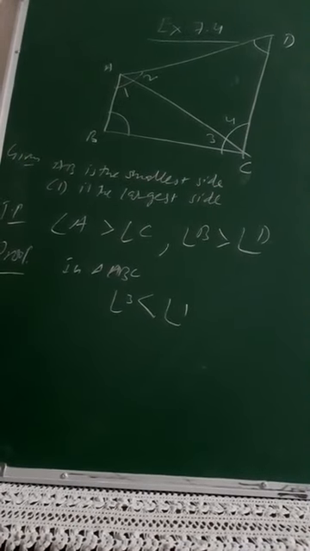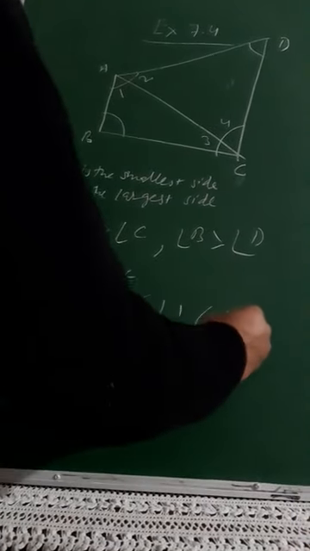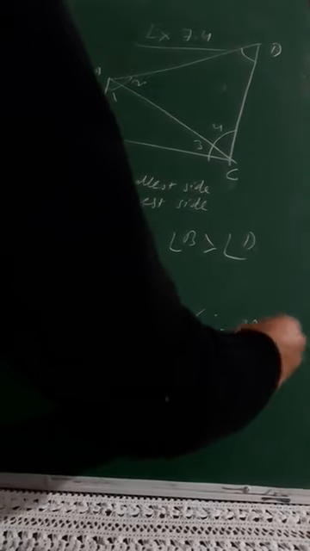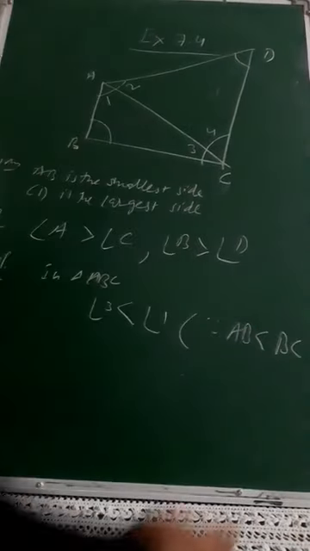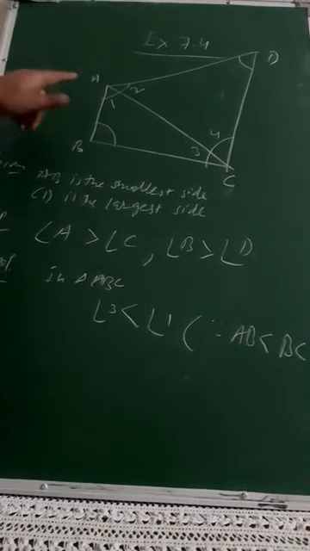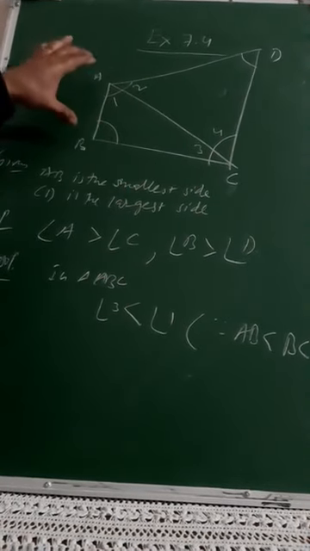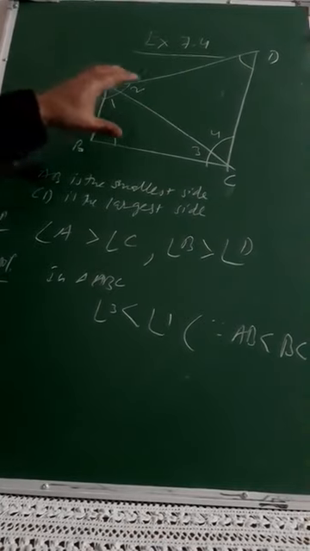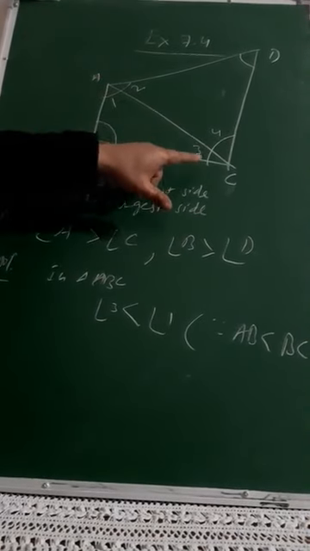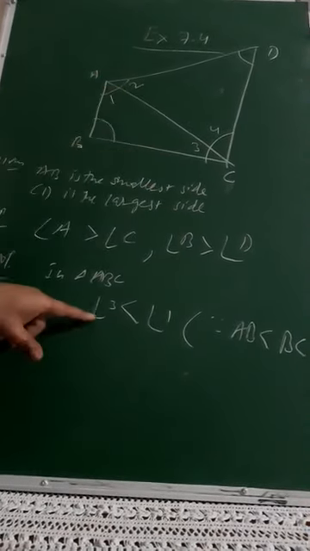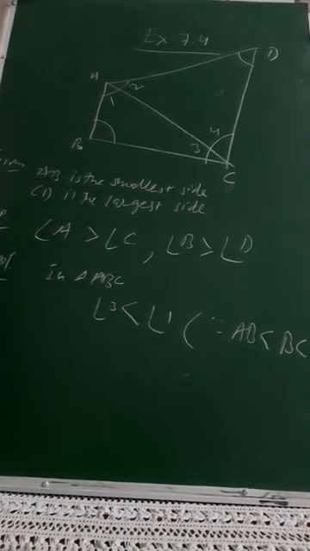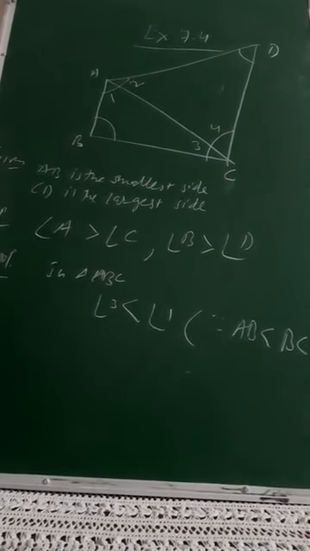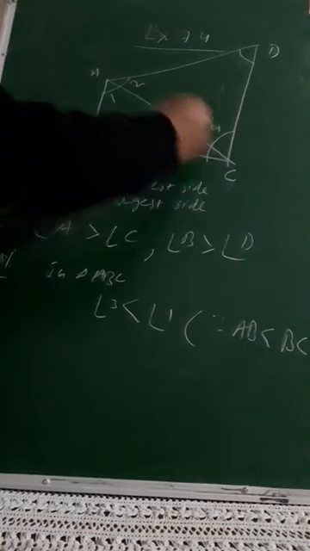BC is greater than that of AB. Why? Because AB is less than that of BC, as AB is the smallest side. So if I will compare AB with BC, so definitely AB will be less than that of BC. And opposite to AB, angle is 3. Opposite to BC, angle is 1. So if I will compare these angles, angle 3 will be less than that of angle 1. So this is all about this triangle.